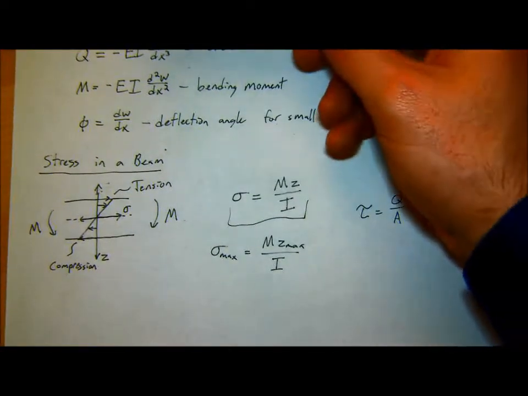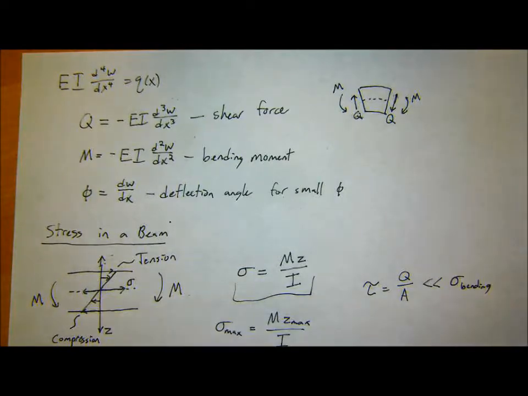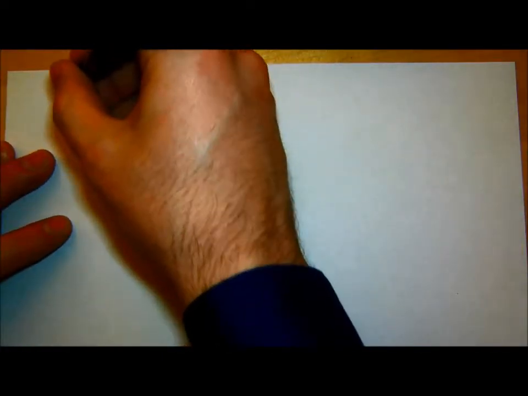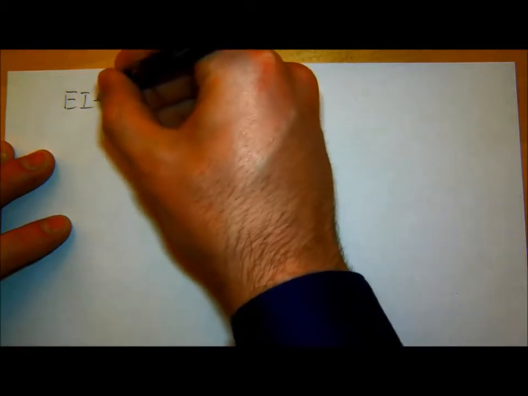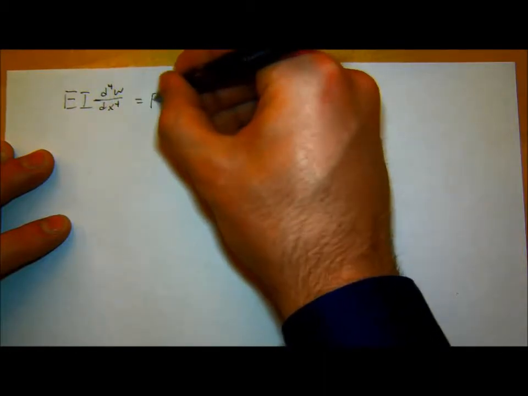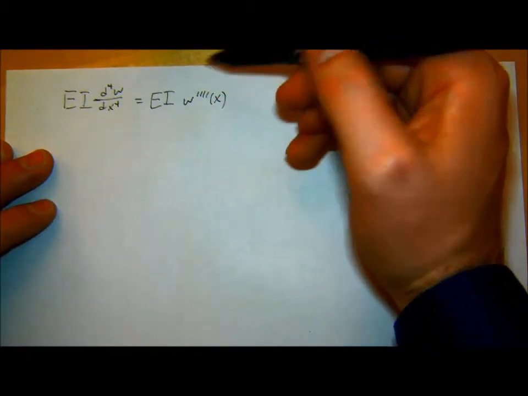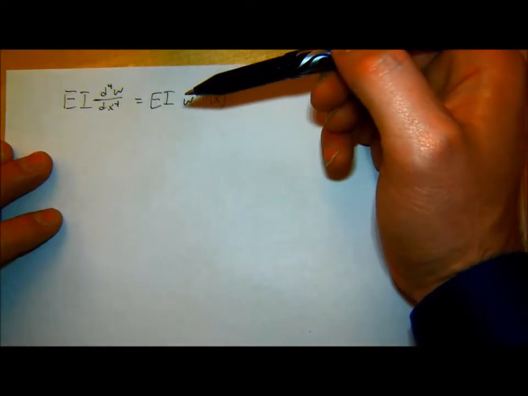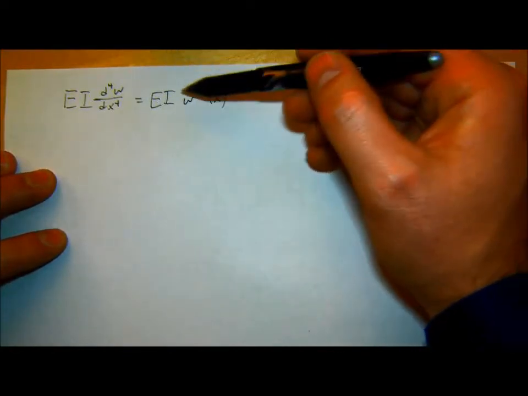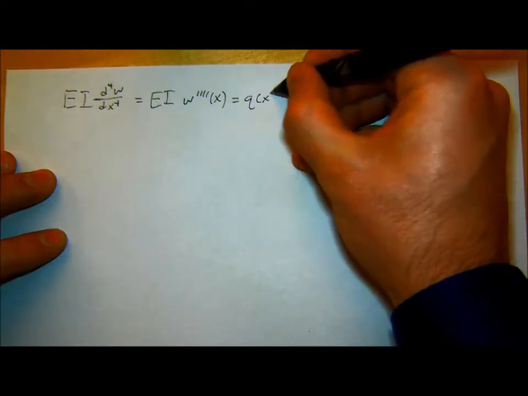Okay, so starting from this general formula, we can then figure out a general equation defining beam deflection. So starting from this EI d to the fourth w dx to the fourth, I'm going to write this as EI w''''(x). Have you seen this notation with apostrophes? Maybe? Okay. This is just a faster way for me to write it. But each apostrophe is a derivative here, is equal to q of x.